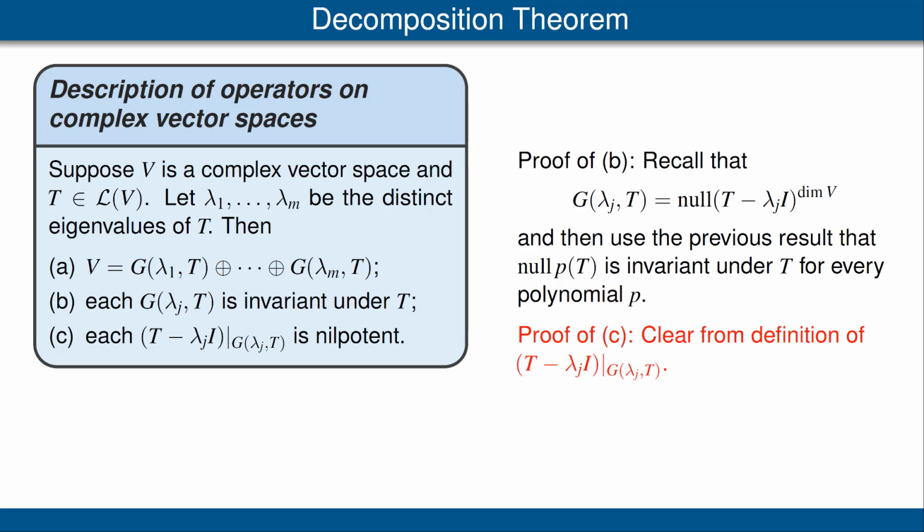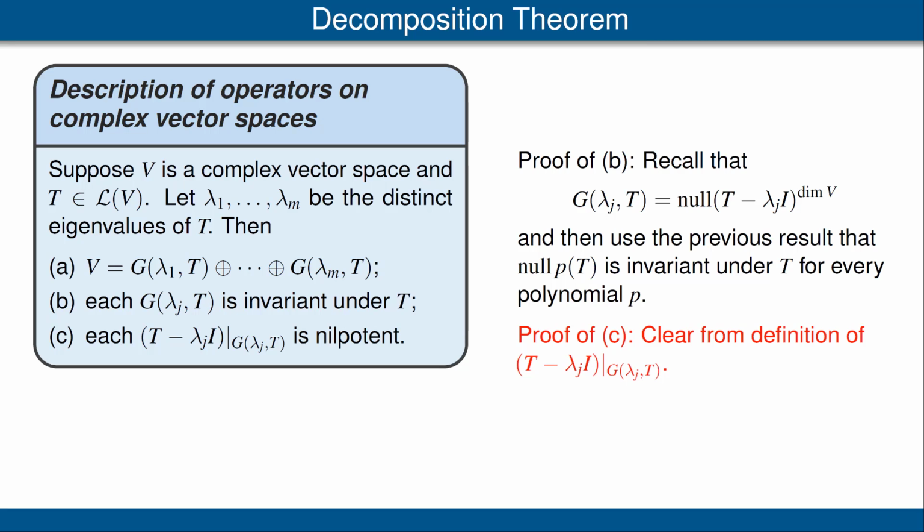That leaves only the proof of part A. We have already proved that generalized eigenvectors corresponding to distinct eigenvalues are linearly independent. That shows that the direct sum on the right side of part A is indeed a direct sum. Thus, all that remains is to show that that direct sum on the right side is actually equal to the entire space V. Please see the proof of that in the book, where it is proved by induction on the dimension of V.